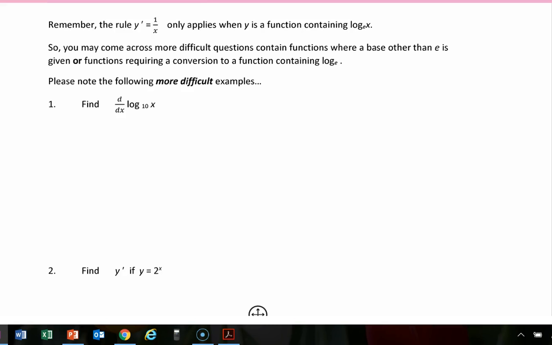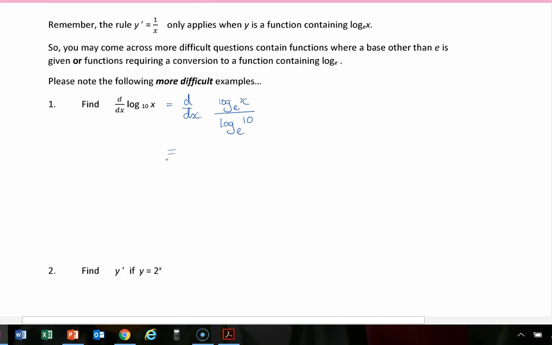So what are we going to do with this example 1 where it says find d dx of log of x to base 10? Well, first we must recognise that it is to a base other than e. So we would start off with this is exactly the same as d dx of the log to base e of x over the log to base e of the number 10.